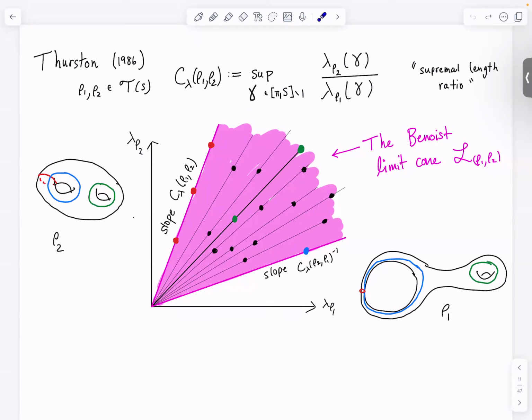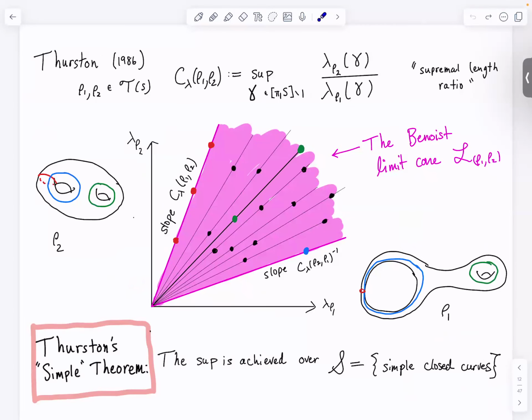Okay, so yeah, finish the punchline here. The slope of the top boundary of this cone is exactly c lambda rho 1 rho 2, and the slope, if you think about it, of the bottom boundary is 1 over c lambda rho 2 rho 1. Okay. All right. Good.